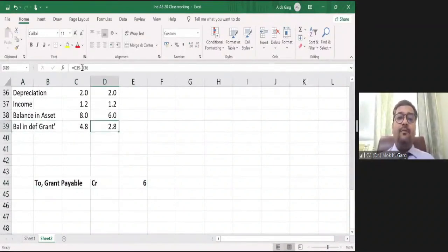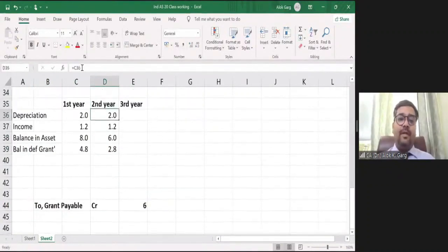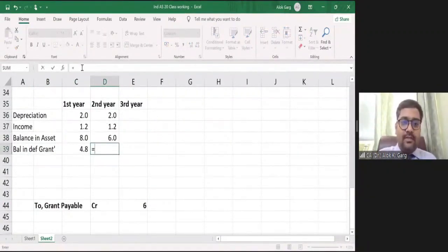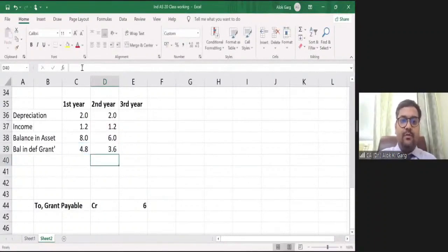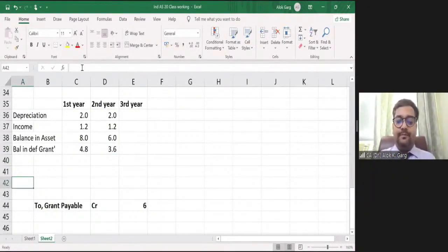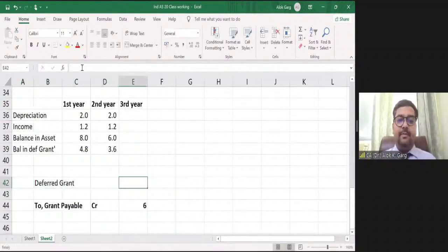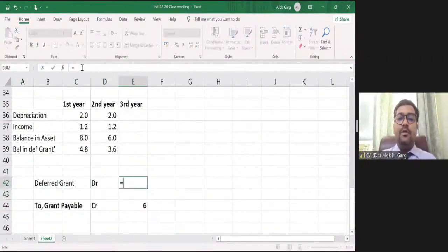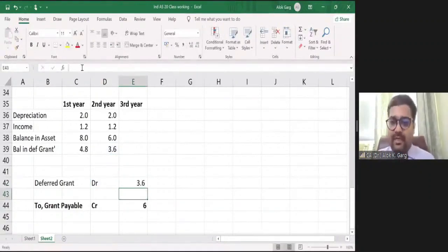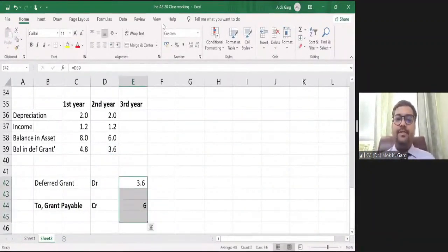And the standard says that if you have any unamortized balance in deferred grant, that balance has to be debited. The balance in asset, the balance in grant is 4.8 minus 1.2, 3.6. Whatever balance is available in the unamortized government grant has to be debited. So this deferred grant will be debited. By how much amount? 3.6 balance is available as of now.